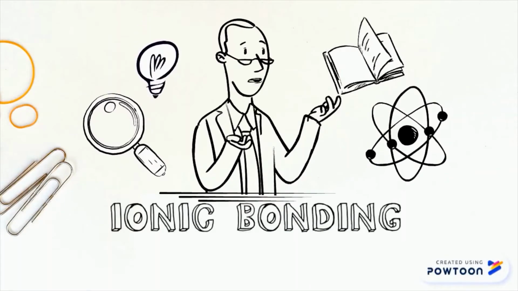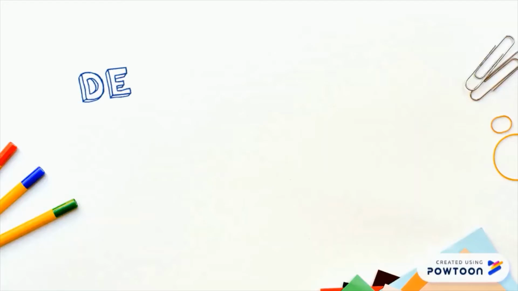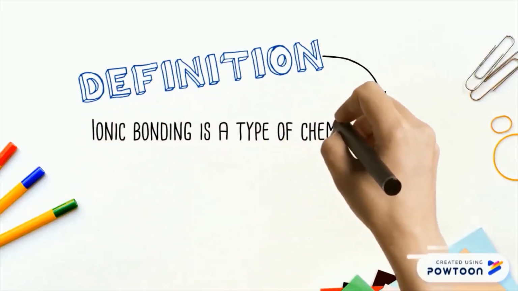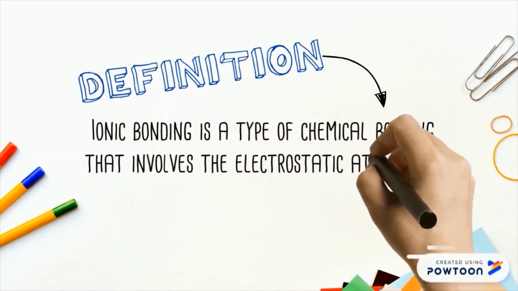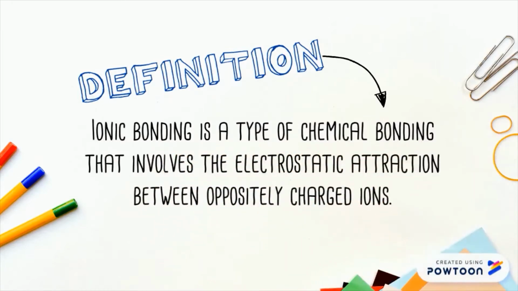So let's go. What is the definition of ionic bonding? Ionic bonding is a type of chemical bonding that involves the electrostatic attraction between oppositely charged ions, positively charged and negatively charged.